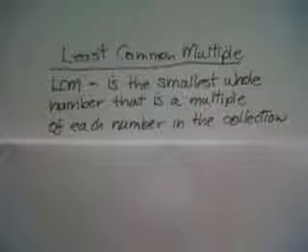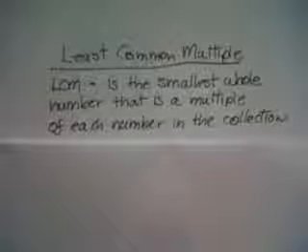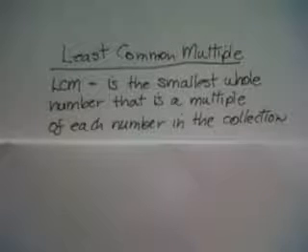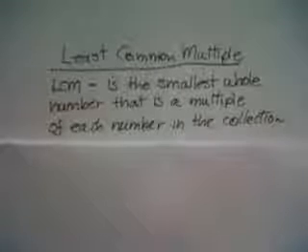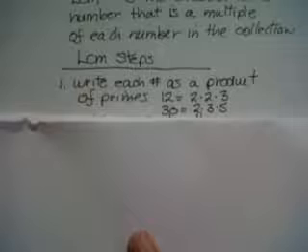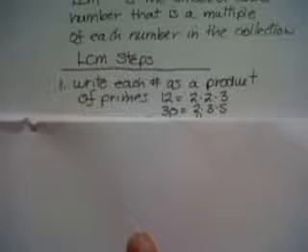Now we can also use our prime factors to help us find something called the least common multiple. The least common multiple, which I will abbreviate as LCM, is the smallest whole number that is a multiple of each number in the collection. So here are the steps to finding the least common multiple. Your first step is to write each number as a product of primes. So again, we'll use 12 and 30.